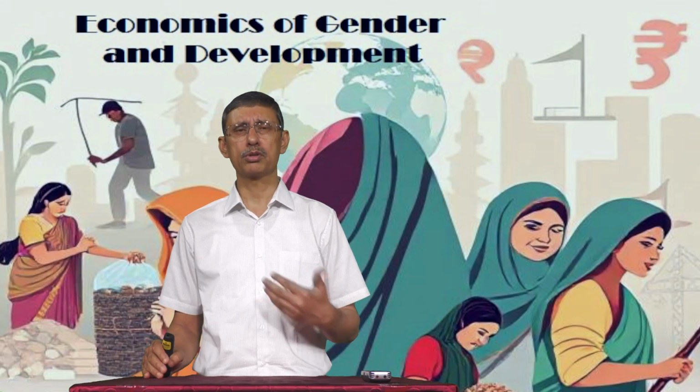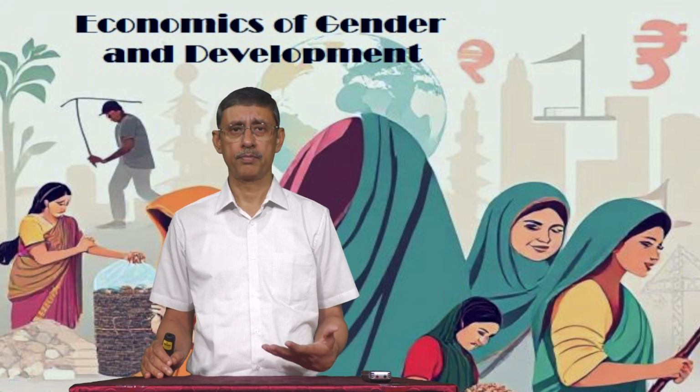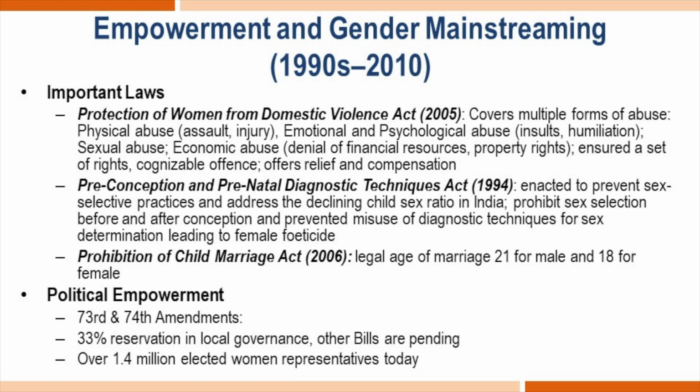During this phase, we also enacted a lot of important laws. The Protection of Women from Domestic Violence Act in 2005, and the Preconception and Prenatal Diagnostic Test Act in 1994, which prevented sex selective practices and addressed the question of declining sex ratio, and actually made it a punishable offense. And also the Prohibition of Child Marriage Act, where we fixed the minimum age for marriage at 18 for women and 21 for men. And we also have political empowerment through the 73rd and 74th amendments, 33% reservation for women, and so on.